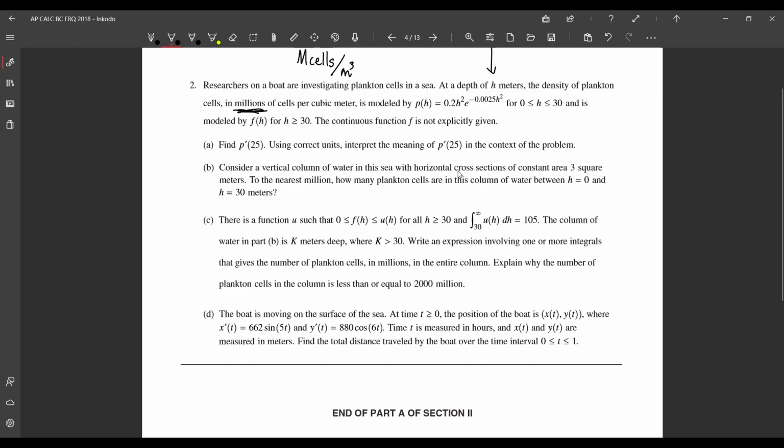Okay, so the first part is to find p prime of 25, and honestly, again, I'm just going to use the numeric derivative capabilities of my graphing calculator, because there's absolutely no reason not to. They let you use a calculator, you might as well not waste time taking the derivative and then plugging in 25. There's just no point. So p prime of 25 is equal to negative 1.179.